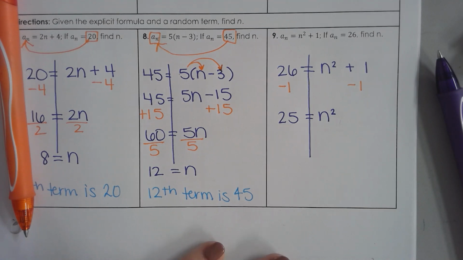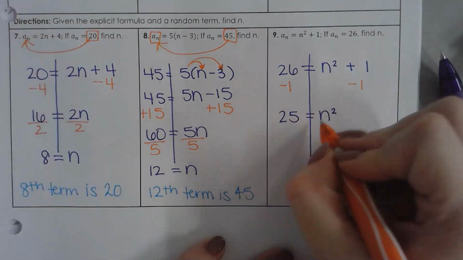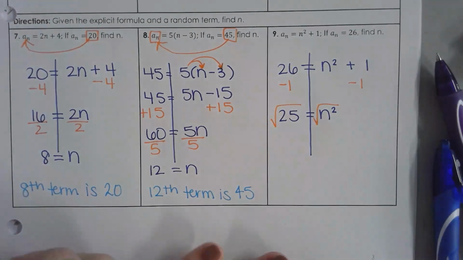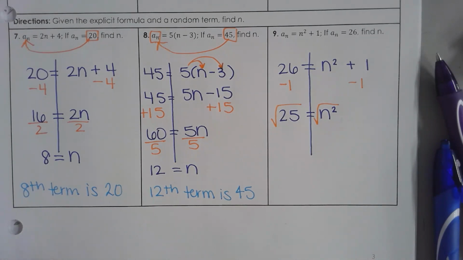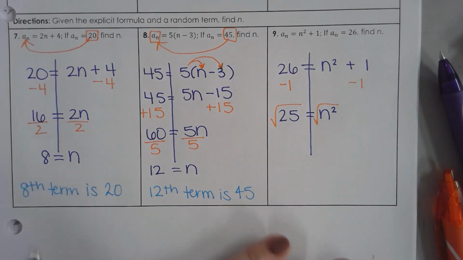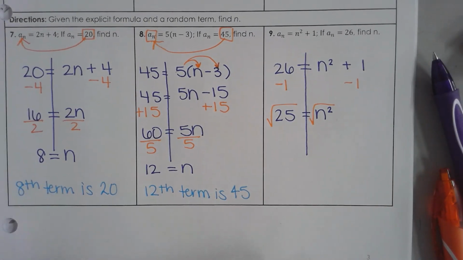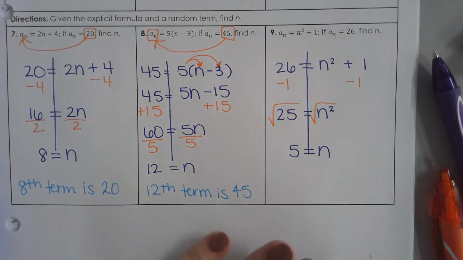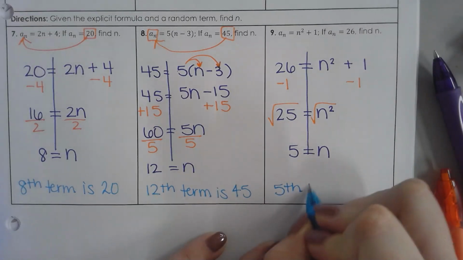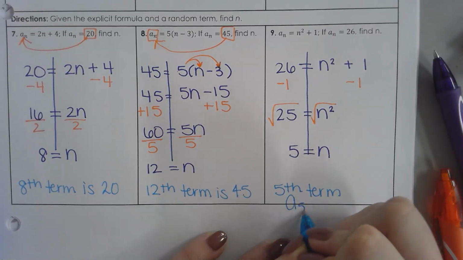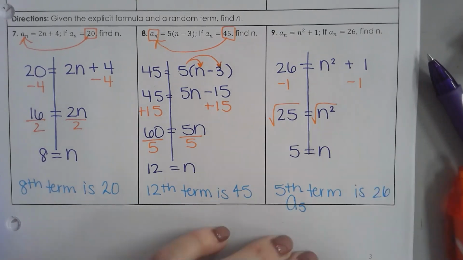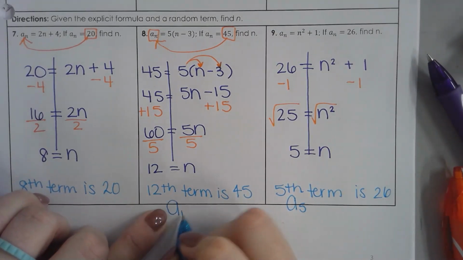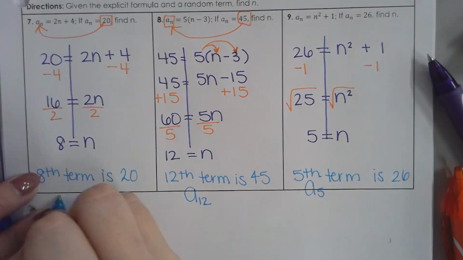How do you get rid of a squared? You square root. Very good. So to get rid of a squared, you do the square root. And what is the square root of 25? 5. So what that means is that the 5th term, or A5, is 26. The 12th term means A12. The 8th term is A8.